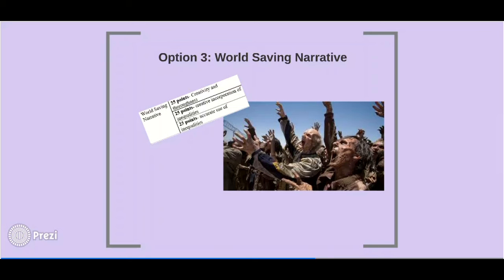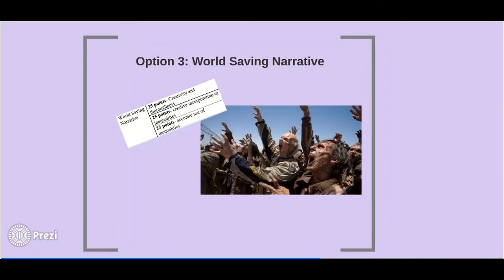And it's working on the same point system as the rest of the entrees. They have creativity and thoroughness, incorporation of inequalities, and accuracy of inequalities.